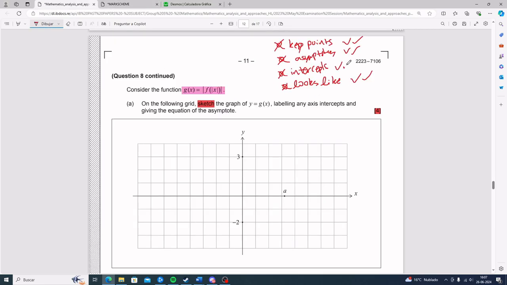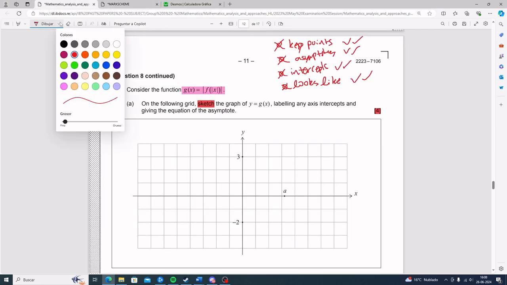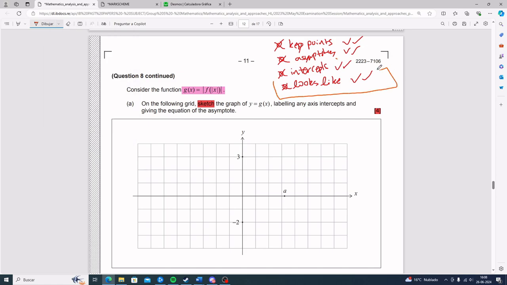So, although it's worth 4 points, don't do the common mistake of just drawing what it looks like. Make sure you label your graph. This is going to be your favorite word for this exercise. You want to label your graph. And actually, it tells you to label any axis, any intercepts, and so on. See?